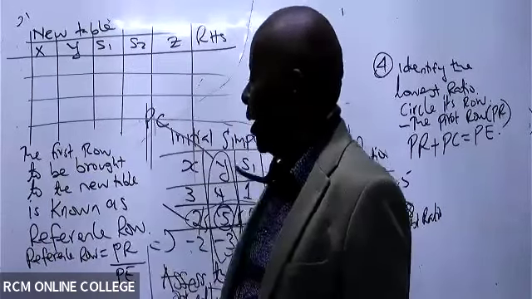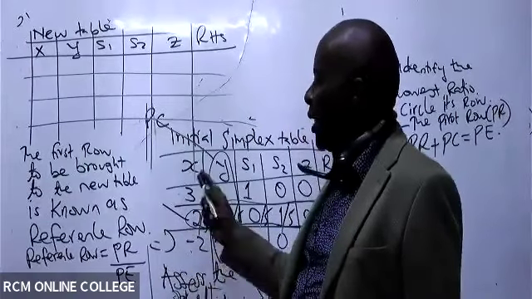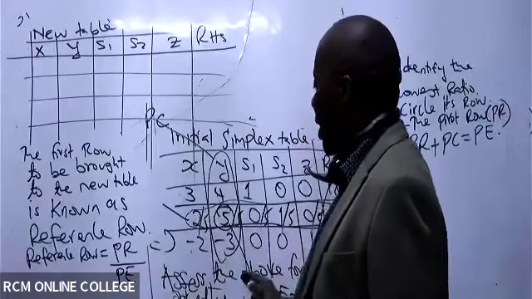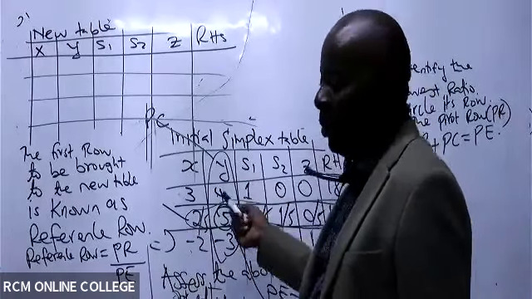So where are we? We want to get the reference row. How do we get the reference row? We take the pivot row values and divide them by the pivot element. You're the ones who told me that the pivot element is 5. So are you able to give me the figures now?